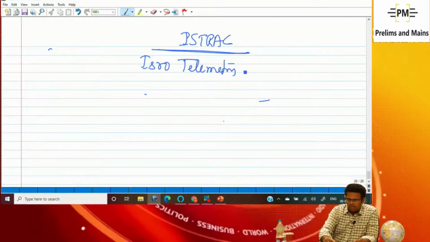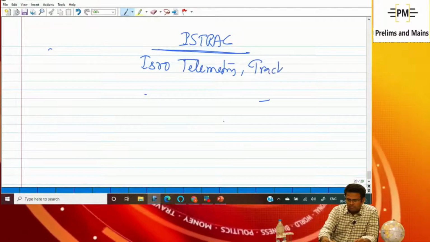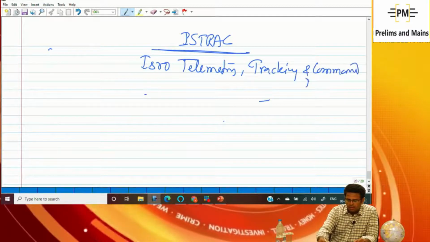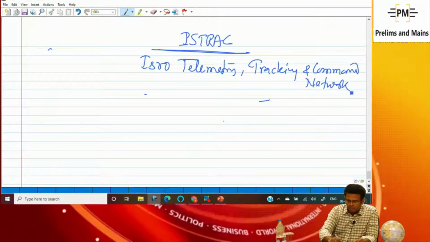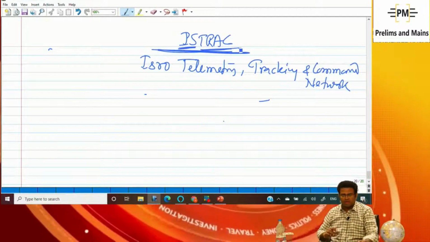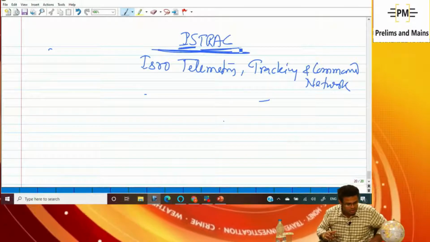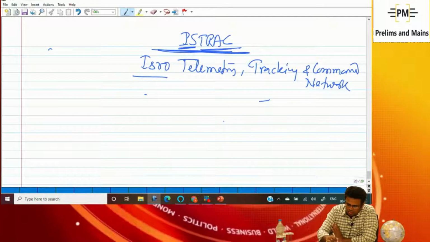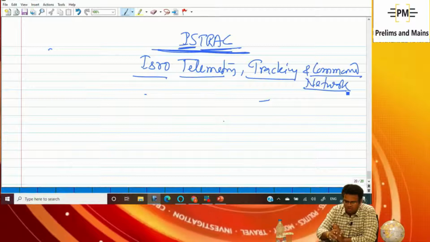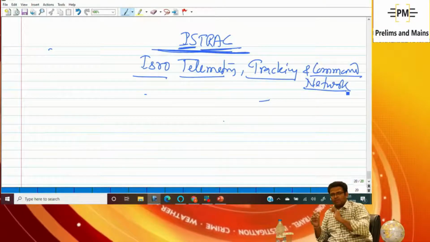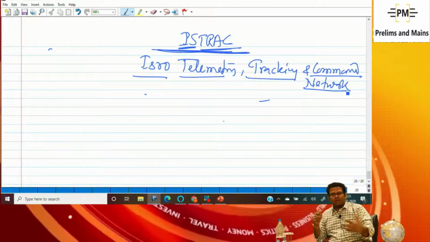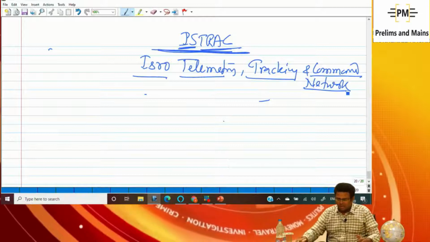ISRO Telemetry, Tracking and Command Network. What I said was ISRO tracking, but there are some extra words: ISRO Telemetry, Tracking and Command Network. Telemetry means, tele meaning from far distances, some measurement has to be done. Tracking means the tracking has to be done, and then the command network.